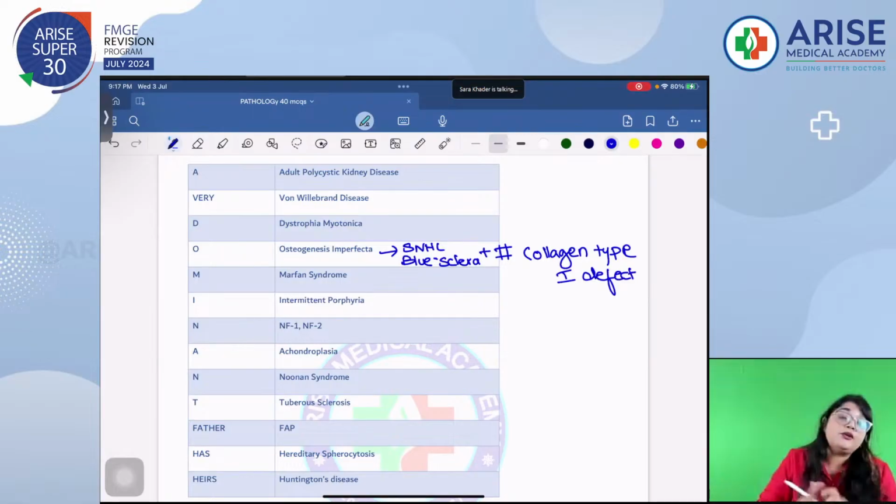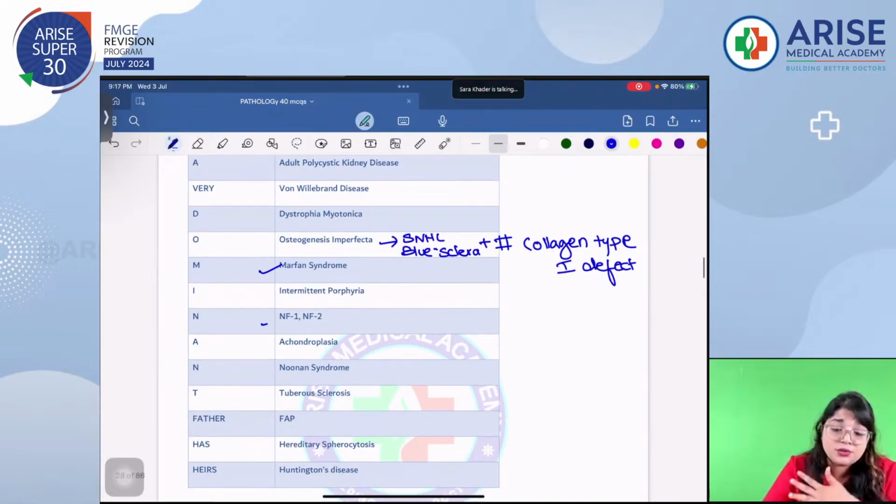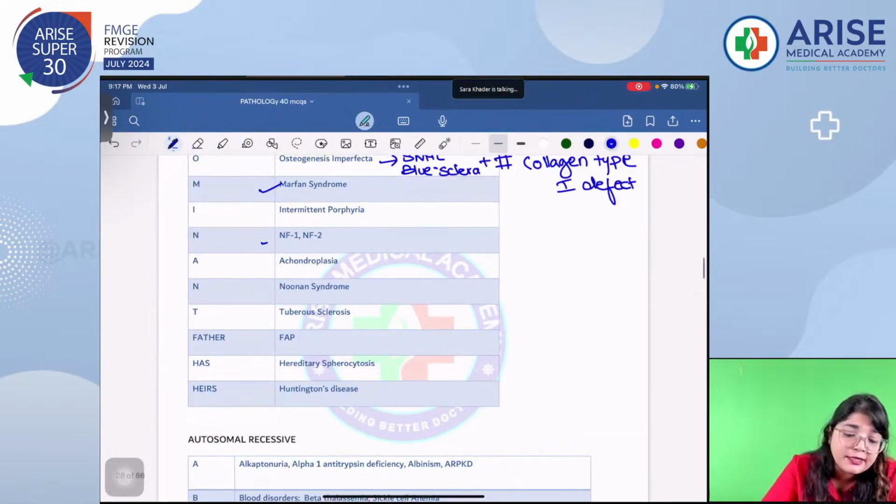From collagen, try to remember all the types of collagen that you have. Go to anatomy, then go back to the defects. Collagen type 4 defect is Alport syndrome. We have just covered Marfan syndrome. NF1, NF2 are very important for the exam. Achondroplasia is a kind of short stature. Noonan is the male variant of Turner syndrome.